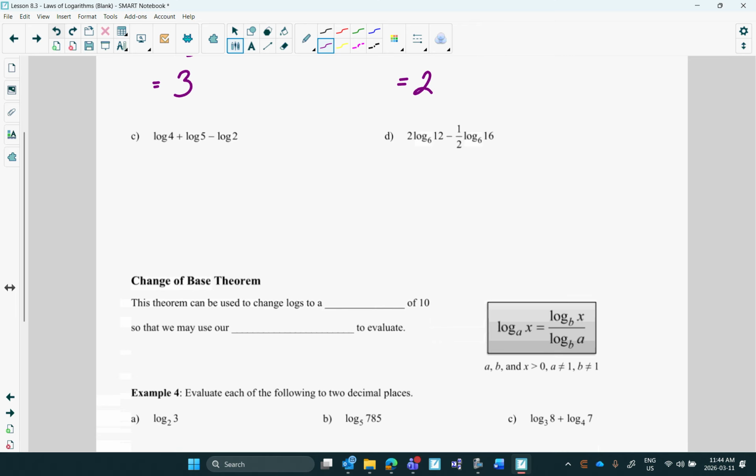How about this one? Log, yeah, 4 times 5 divided by 2, which is log 10. Remember what the base is? 10, so I'm asking myself 10 to the what is 10? 1.